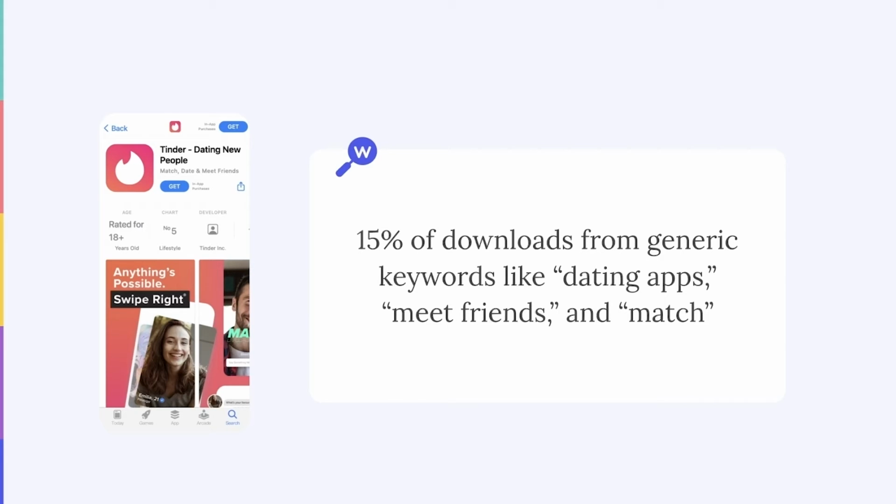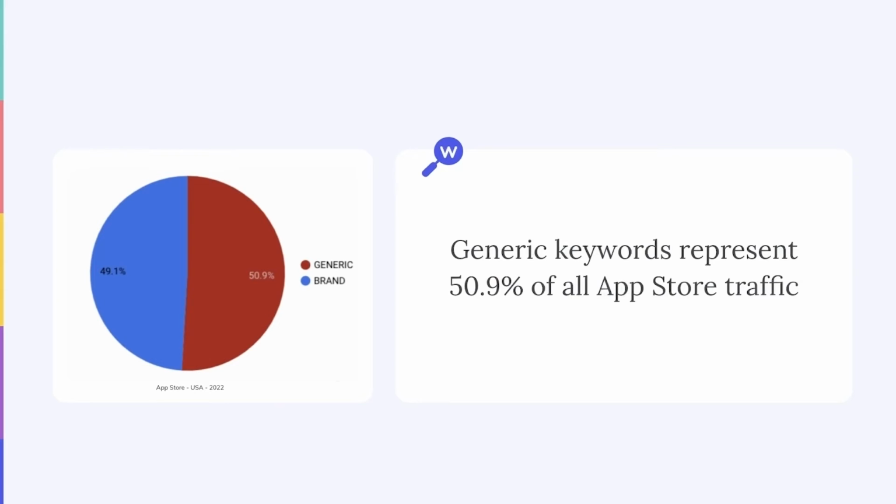But this logic doesn't just apply to Tinder. The potential to optimize your app performance using generic keywords is huge. AppTweak found that generic keywords, and in particular strategic combinations of these keywords, represent half of all search traffic on the App Store. Clearly, generic keywords represent a huge opportunity to increase your app's visibility and conversions.